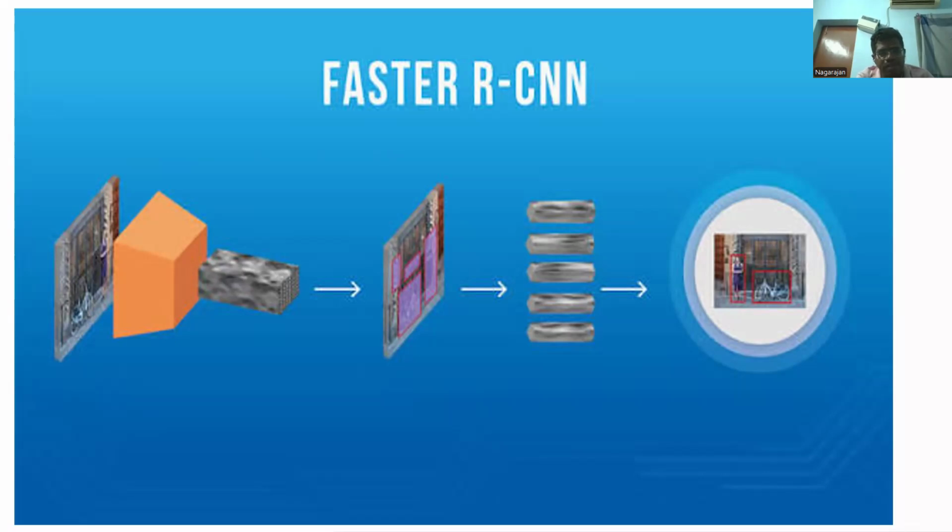Today we're going to discuss the basics of Faster RCNN. So before going into the basics of Faster RCNN, we need to know what object detection is. Object detection is nothing but finding and classifying the objects in a given image. So these are the basics.